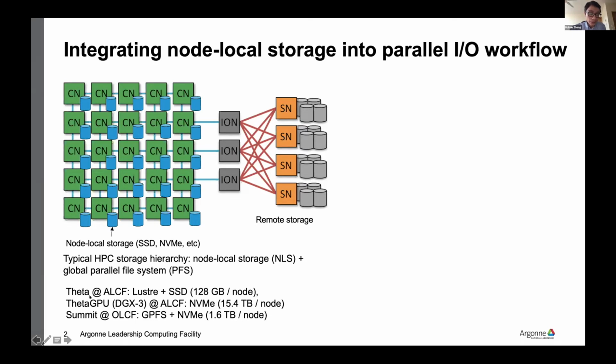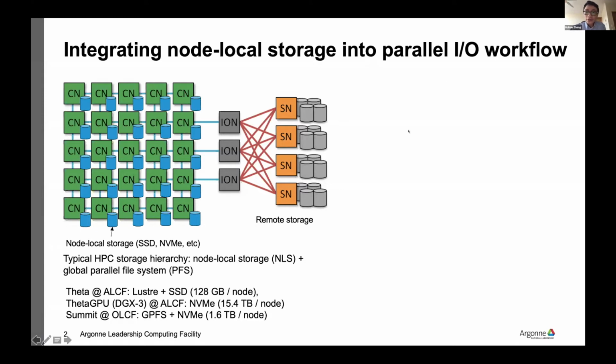And in the recent system we deployed called Theta GPU, which is essentially NVIDIA DGX nodes, each node has 15 terabytes of NVMe local storage. Same thing for Summit, which also has local storage. So this is our motivation: whether we can use this local storage to improve the parallel performance.